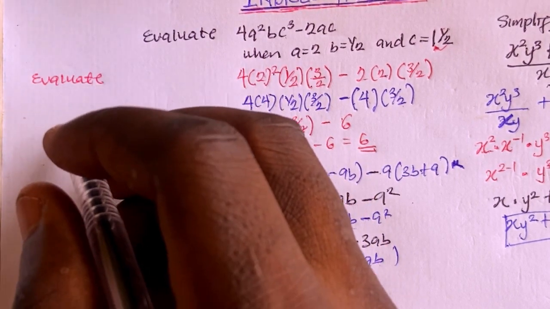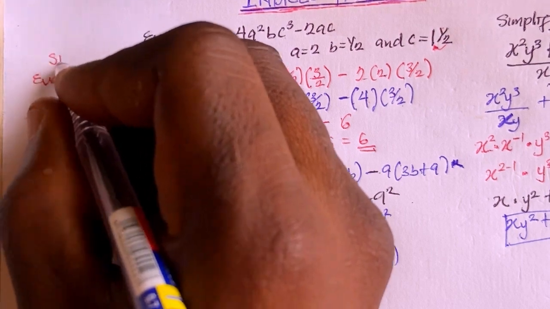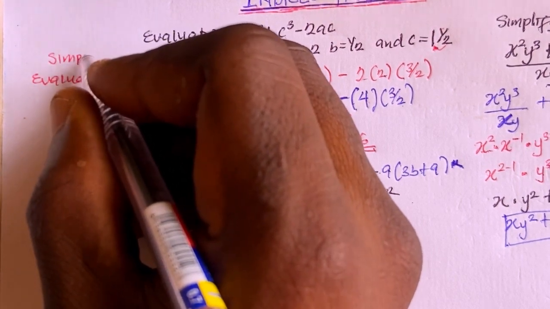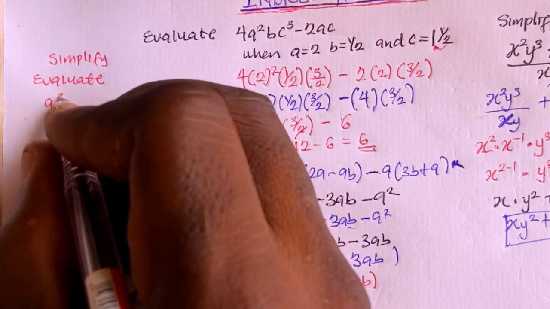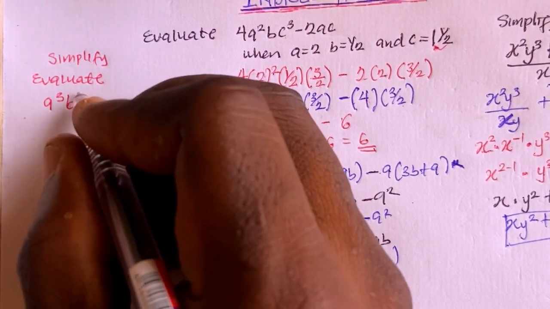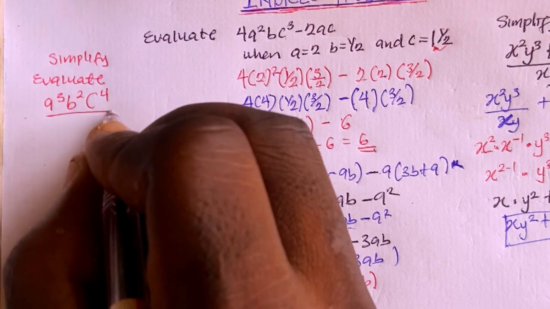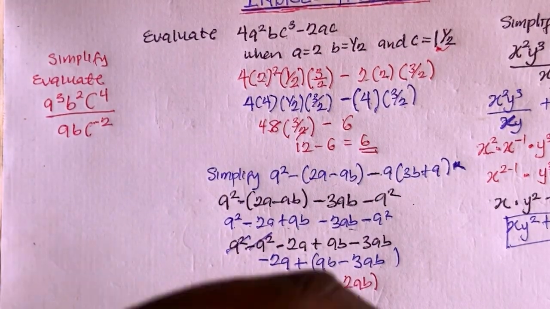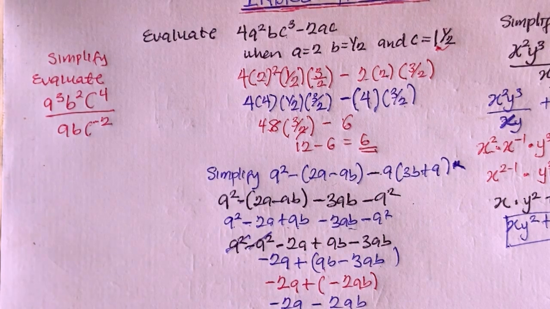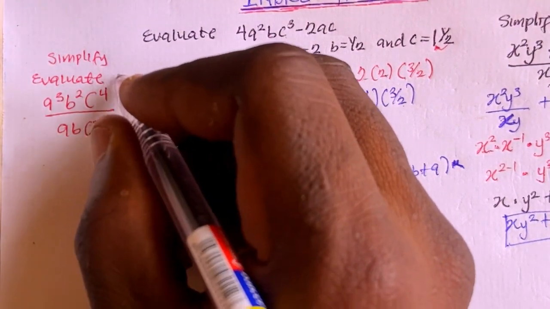Let me just put it like this so that it will be much easier. Let's say we are asked to simplify and evaluate an expression: a raised power 3, b squared, then c raised power 4, divided by ab, c raised power minus 2. So I'm going to simplify, then you be the one to evaluate and drop your answer in the comment section below.